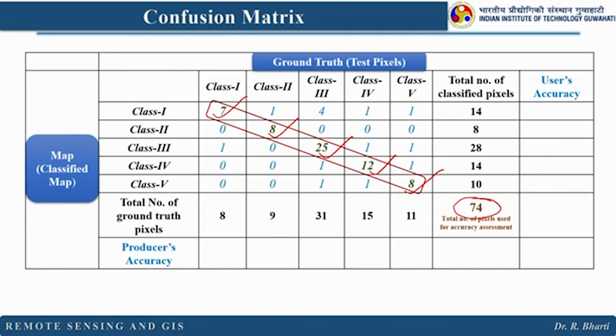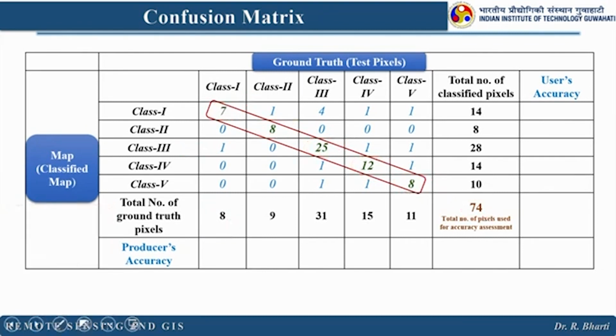So, if you see individual classes in the classified image, 7 pixels are correctly classified as class 1, in class 2 8 pixels, in class 3 25, in class 4 12, in class 5 8, right. And the total number of pixels in ground truth for class 1 was 8, and out of 8 only 7 are correctly classified and 1 is going into another class. So, that is the problem with the classification.